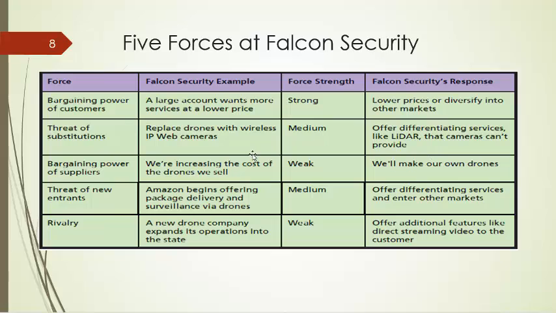So a way of mitigating that threat. In terms of bargaining power of suppliers, the example is they're increasing the cost of the drones they sell, and so it's weak. Their response is they'll make their own drones. In terms of new entrants, Amazon might begin offering package delivery and surveillance with drones that they're using, so that might be considered a medium threat. Again, their response would be to differentiate their service and move into other markets.